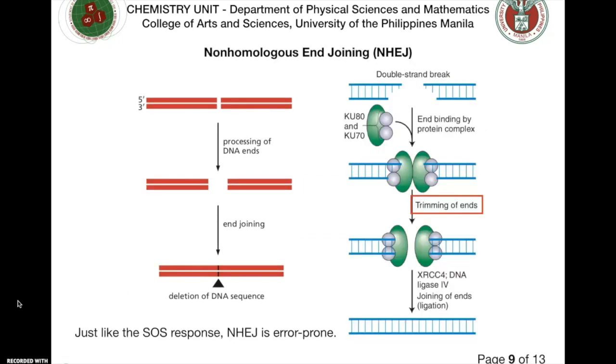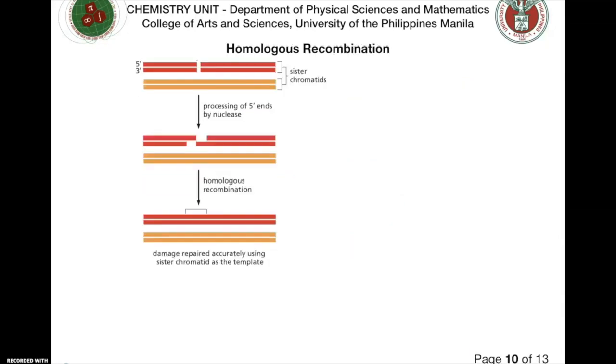In non-homologous end joining, the double-strand break is remedied by first binding of protein complexes to the site of mutation to avoid the breaks drifting away from each other. After which, the ends are trimmed and then joined together by using DNA ligase. This type of repair mechanism is also error-prone, just like the SOS response, and always results in deletion of DNA just to rejoin the break.